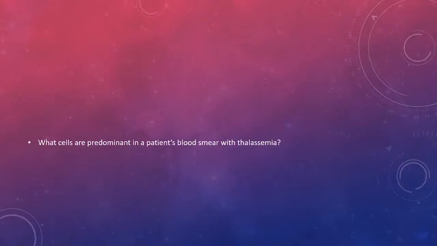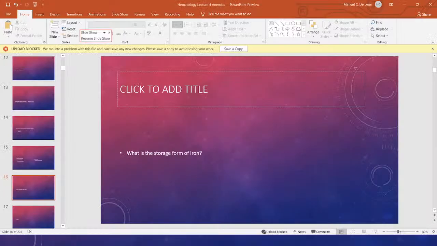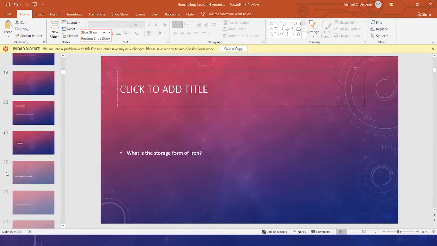Why isn't it there? Let me check. Why isn't that thing there? It's not there. Oh, predominant cells. I'm supposed to write. I'm just gonna make another one. Thalassemia.